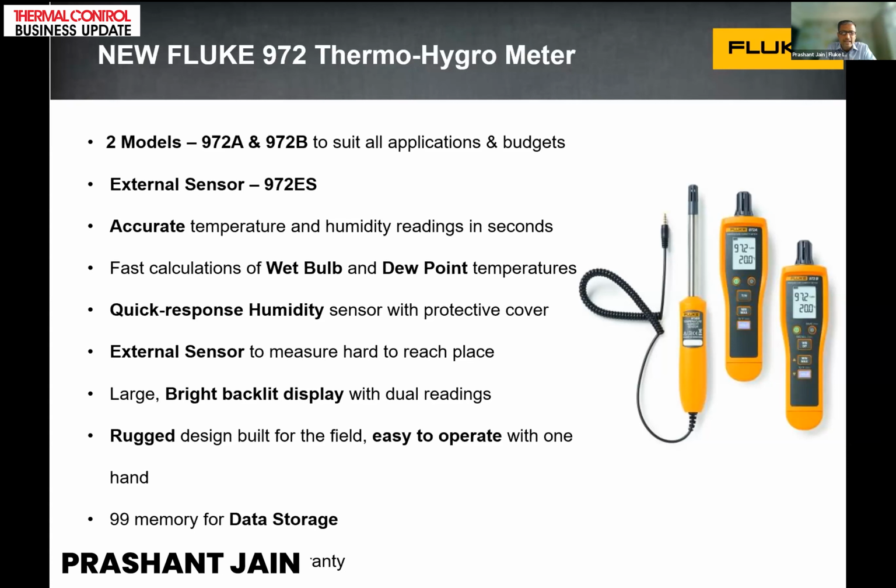The external sensor comes with a bright backlit display. It's a very rugged design, and these are designed for a 1 meter drop test. Even if you drop it on a hard floor, these instruments will not break. They come with 99 memory locations for data storage, just in case you want to store the readings. These instruments come with limited data storage, and they come with a 1 year replacement warranty from Fluke. If anything happens to the product, we simply replace the product. That's the confidence Fluke has in its product: should anything go wrong, we will give you a new product, no repair, nothing. Just get a new product from Fluke.